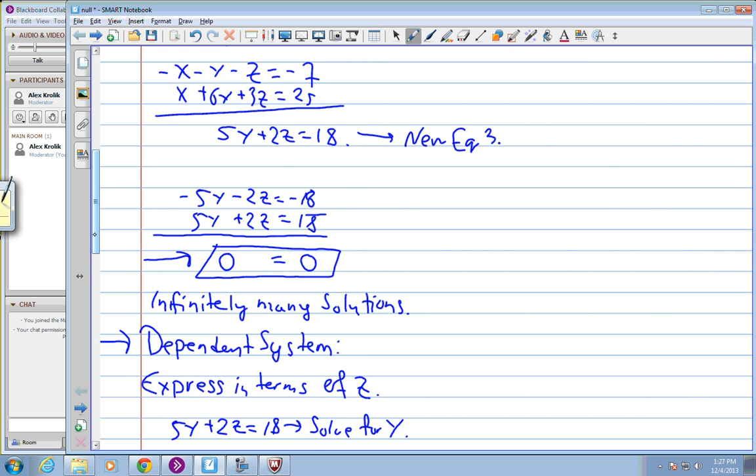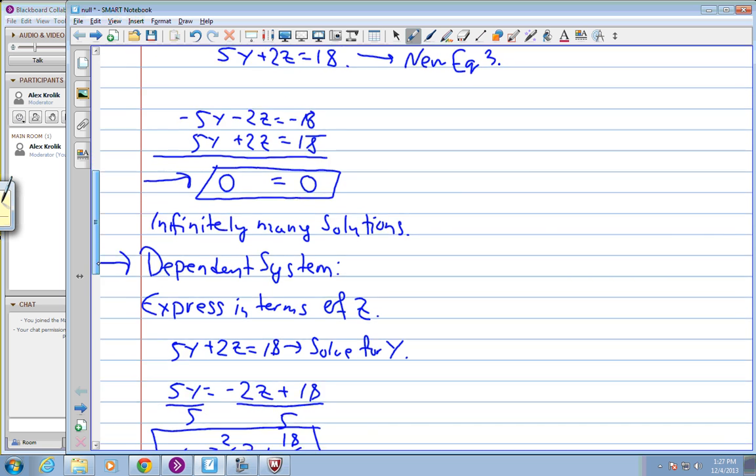How do you know which of the equations to use though? Because it matters. That's what I'm trying to say. It doesn't matter. You see, if I do this, don't write any of that down. But let's say I solve for y here. I'm sorry, solve for z.